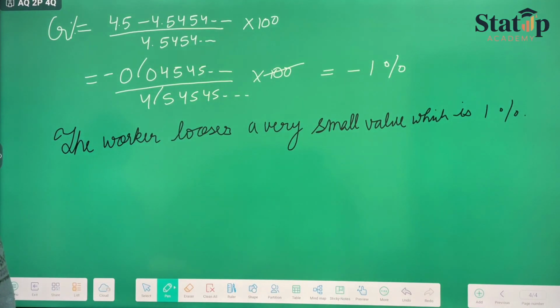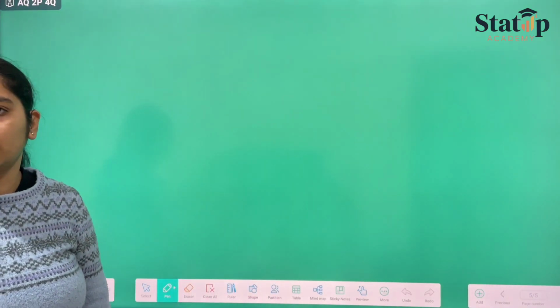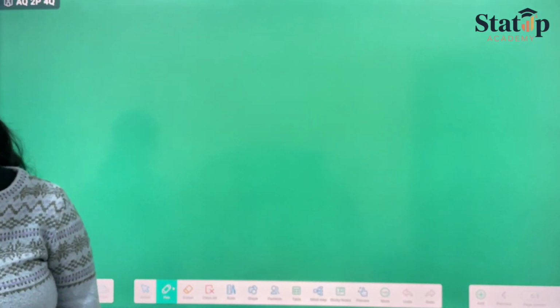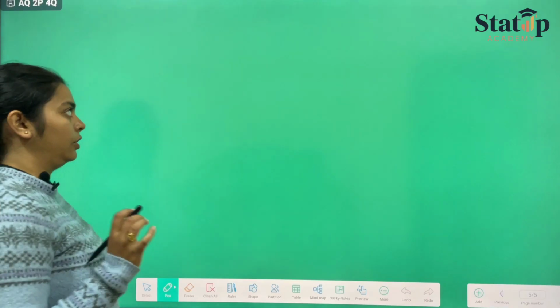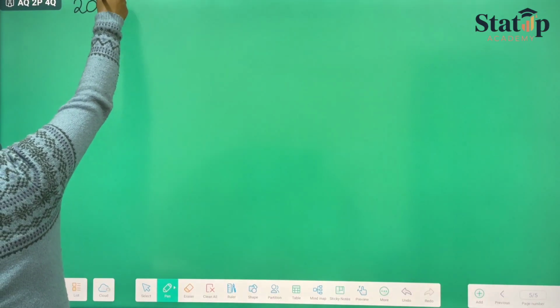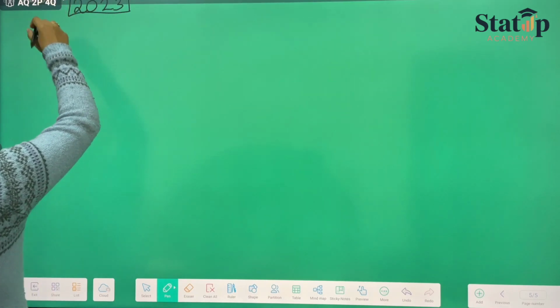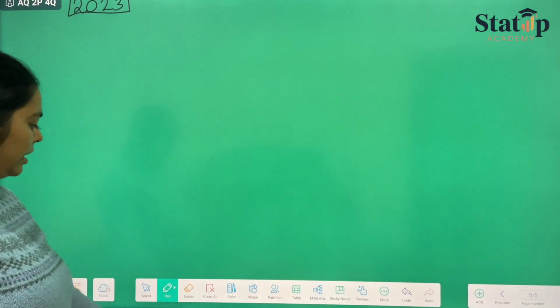Next, one question has been given in 2023. The price and quantities have been given and we have been asked to calculate the Laspeyres index number, Paasche's index number, and Marshall-Edgeworth and Fisher's, four of them. The table that has been given, I'm writing the table.